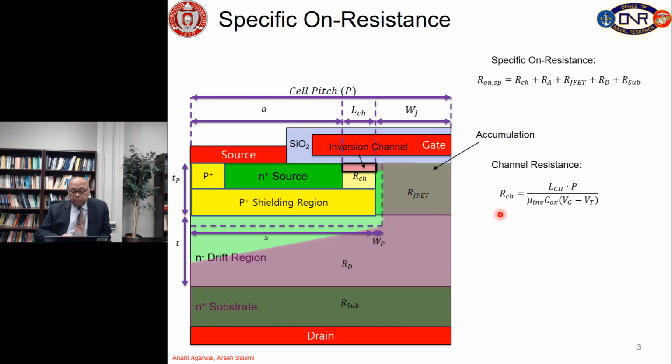We had shown you that in the linear region of the MOSFET, the channel resistance is simply inversely proportional to the inversion layer mobility and oxide capacitance, and of course, Vg minus Vt, where Vt is the threshold voltage. L channel is the effective channel length, and P is the half pitch of this cell.